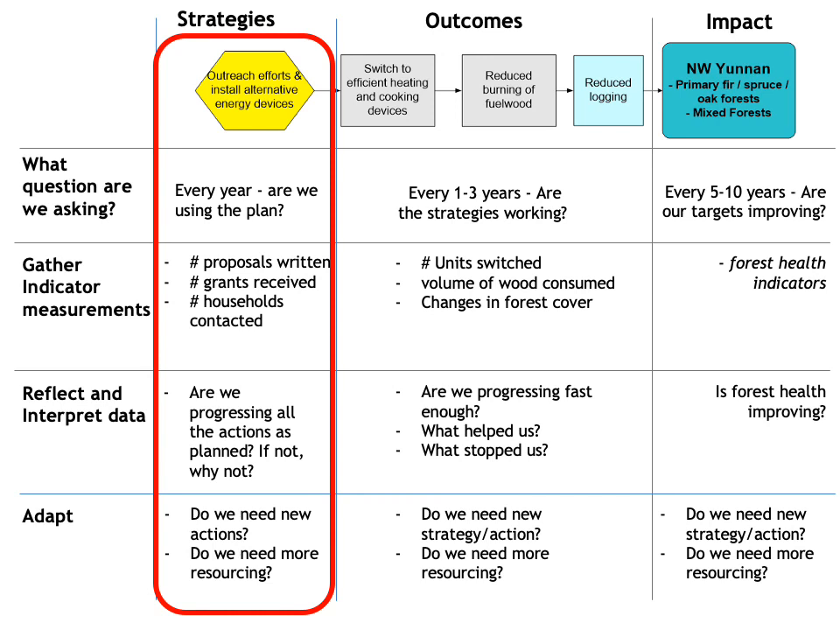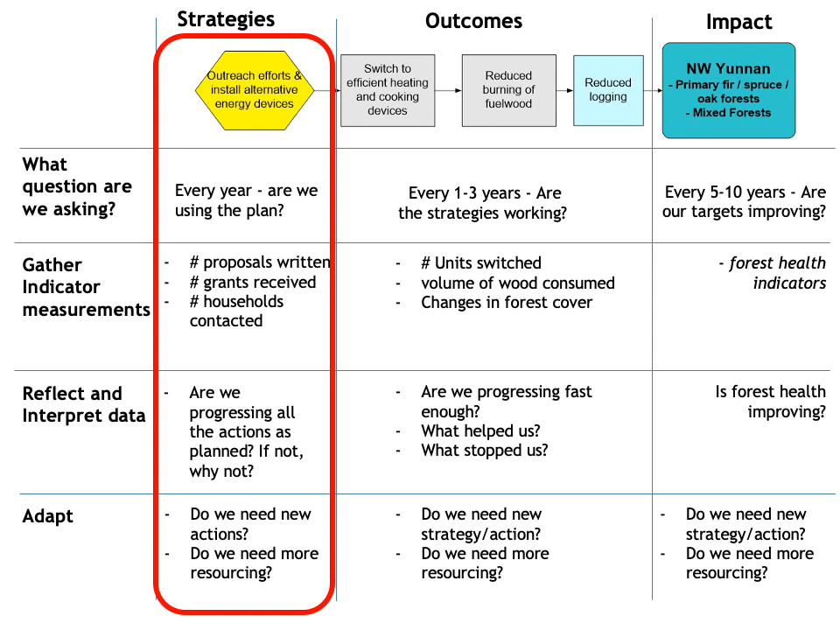If we're thinking about their strategy implementation, what question are we asking? We might be asking, every year, are we using the plan? The sorts of indicators we might have are the number of proposals written, the number of grants received, and the number of households contacted.